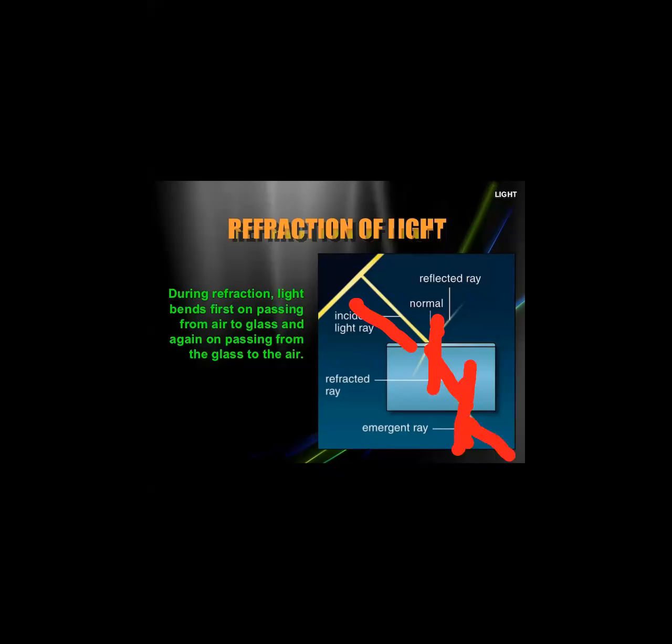So during refraction, light bends first on passing from air to glass and again on passing from glass to air. Refraction always takes place because of the bending of the light ray. Light ray bending, that is only refraction. So when refraction is taking place, what is happening? The velocity is changed.